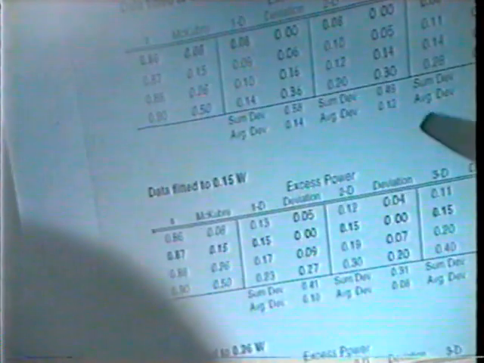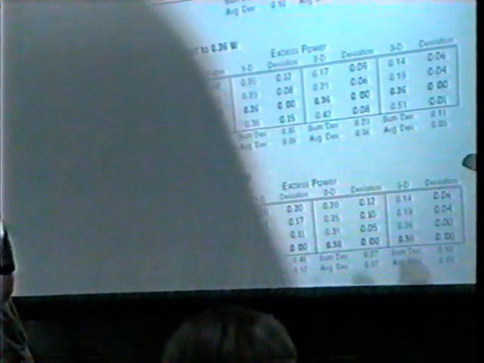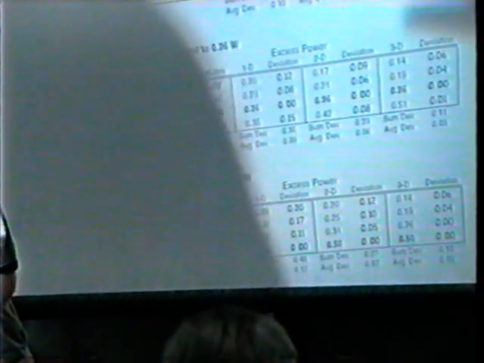This is 0.14, 0.12, 0.09, 0.10, 0.08, 0.05. 0.09, 0.06, 0.03, and actually you can see here that the 3D is doing a little better than the 2D, and they're both doing better than the 1D.